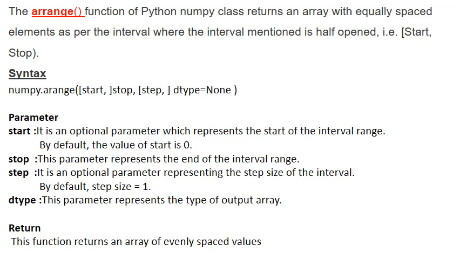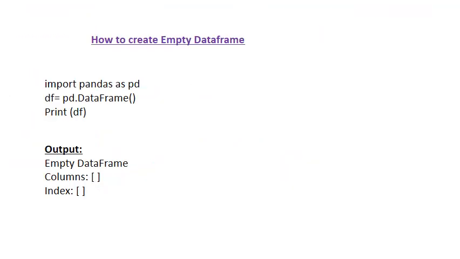And the next one is data type. This parameter represents the type of output data. And this function returns an array of evenly spaced values. Here I included some programs based on data frame. Please go through these programs.